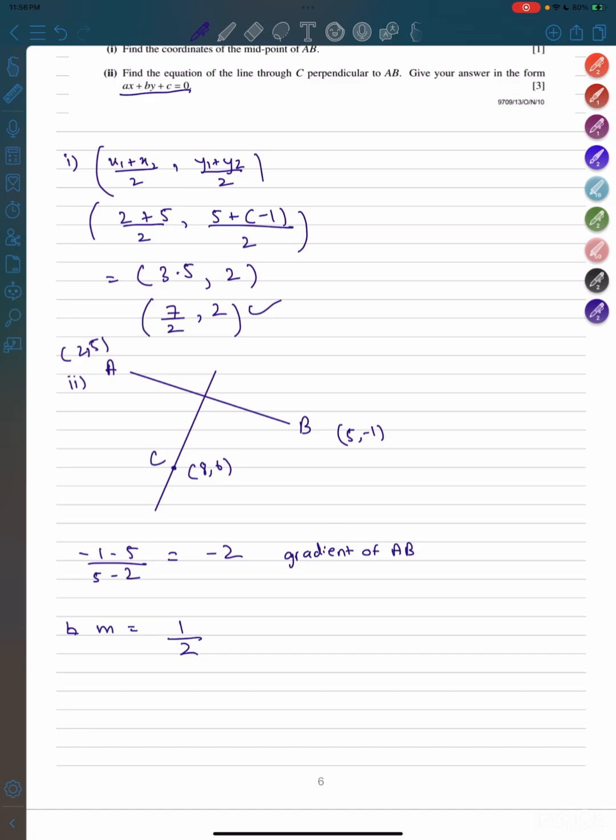Now I know the C coordinates and that's exactly what I need, so I'm going to make the equation now. So y minus 6 equals 1/2 (x minus 8). Now if you rearrange this equation, you're going to get 0 equals x - 2y + 4. And that's your answer.